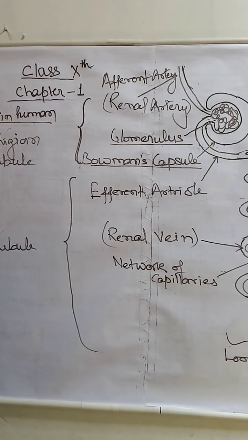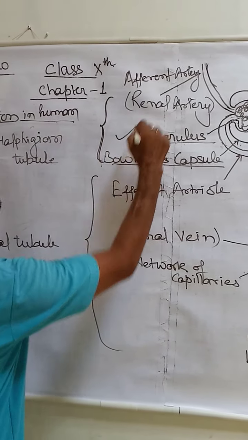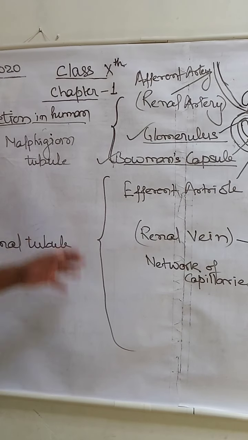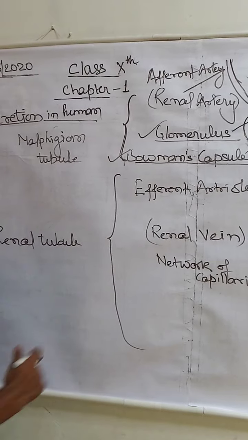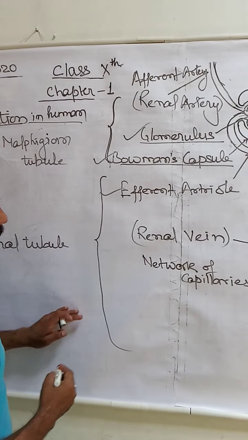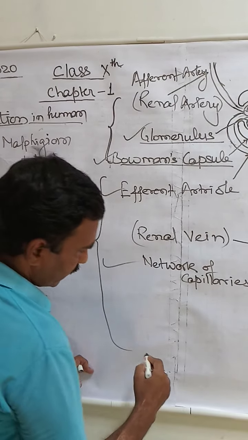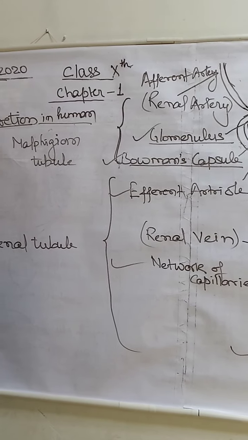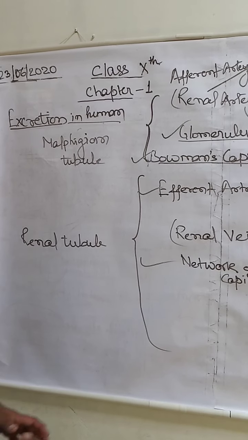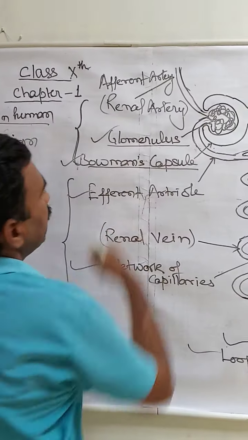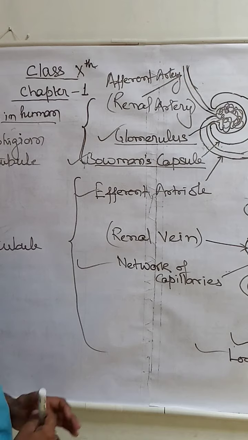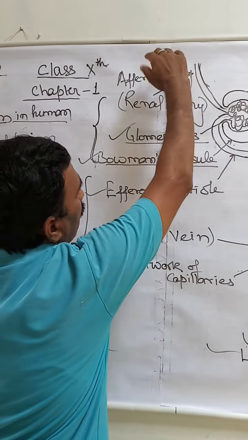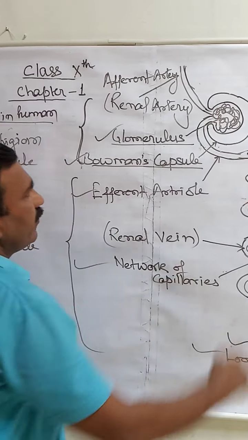But the main parts of Malpighian tubule are glomerulus and Bowman's capsule, whereas the parts of renal tubule are efferent tubule, network of capillaries and loop of Henle. Got it? Now we will start explaining one by one. Let us start with renal artery. So renal artery is the tubule which brings the blood from the body for the process of filtration.